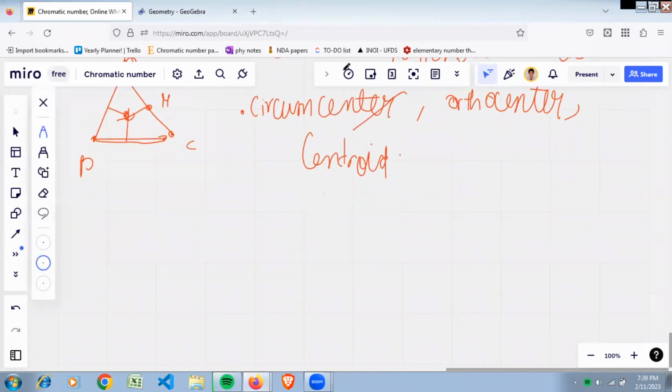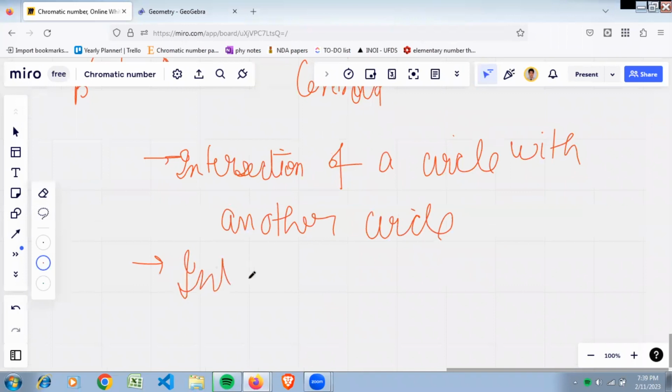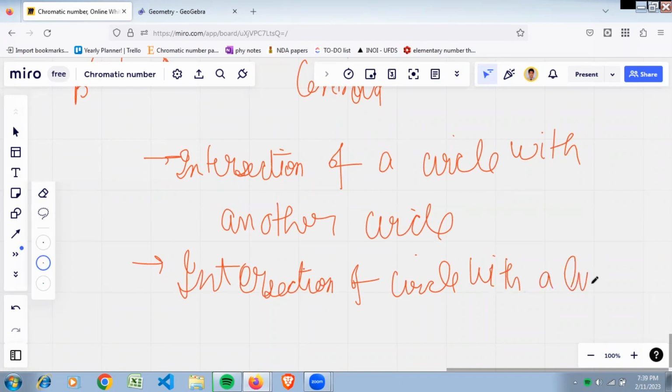Now, while doing any construction using a compass and a straight edge, the main thing you need is intersection of a circle with another circle, or intersection of a circle with a line. These two things are actually needed, right? We don't need the compass for anything else.